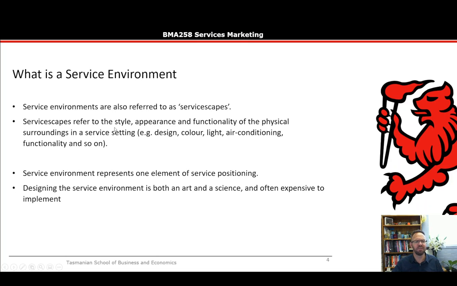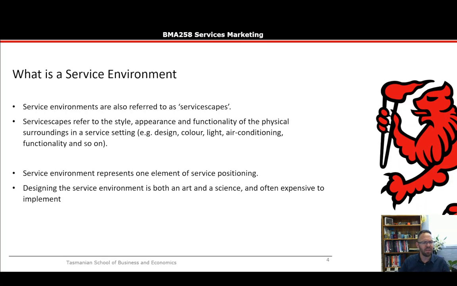So what is a service environment? Service environment is also called servicescapes, which is a combination of service and landscape smashing together, and you get the name servicescapes. Servicescapes refer to the style, appearance and functionality of the physical surroundings in a service, such as the design, the colour, light, air conditioning, functionality, smells, hearing, noise, all sorts of things, all coming together. And it's pretty much all the things that we can experience through our senses. The service environment represents one element of a service positioning, and it's the physical part of the extended marketing mix.